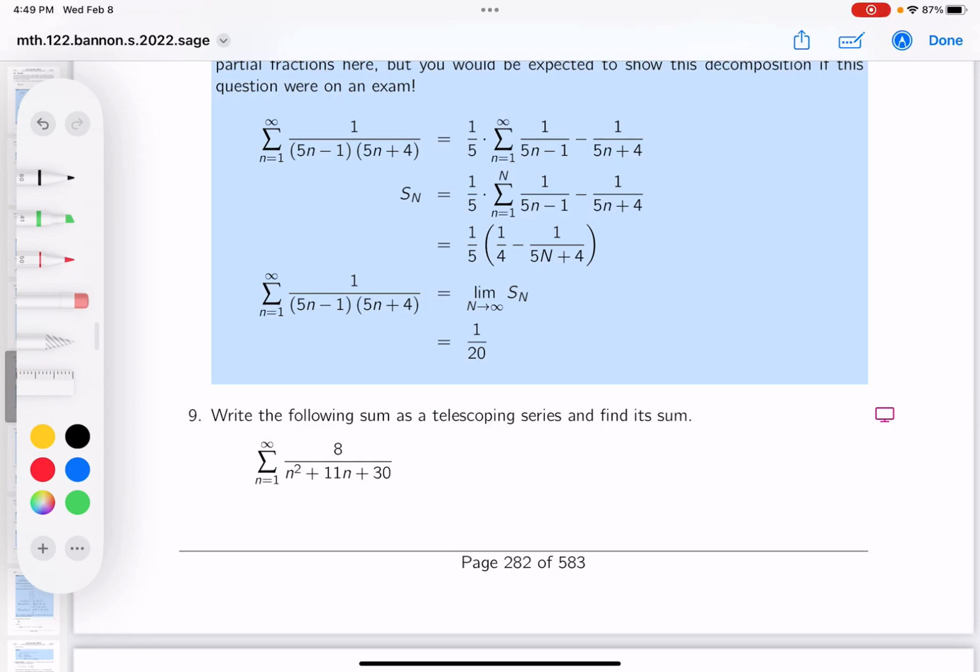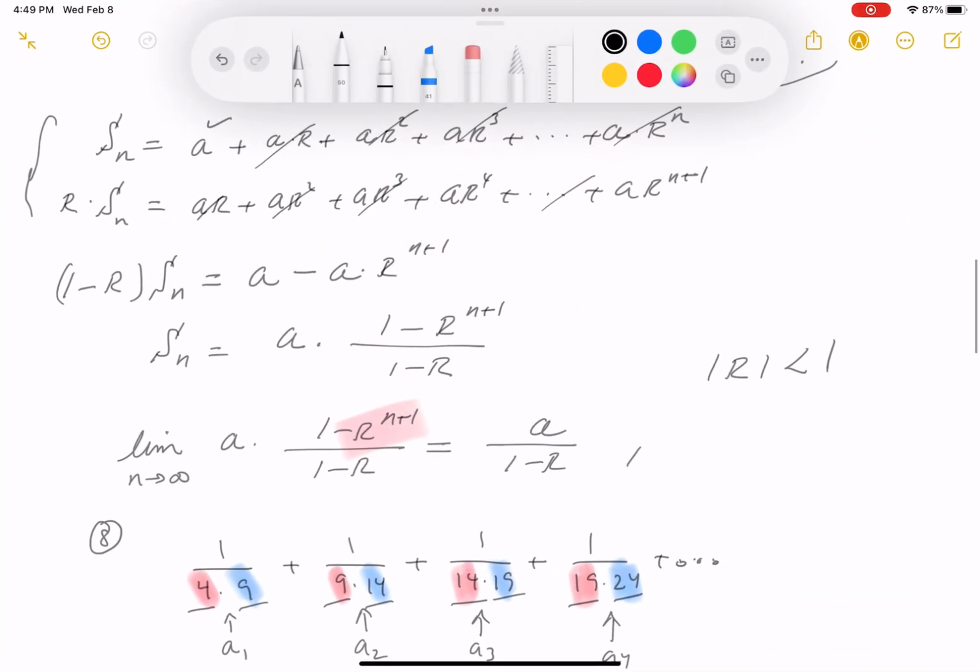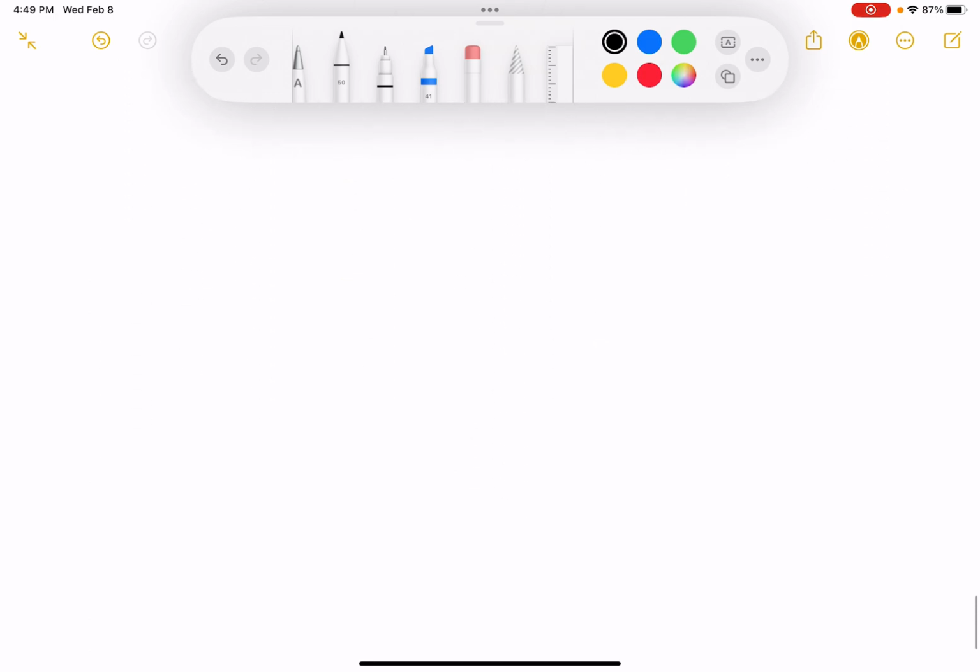Okay, number 9, it basically tells me what to do. Write the following sum as a telescoping series and find its sum. I'm going to go to the whiteboard, and after I go to the whiteboard, I'll look at the answer key. All right, let's go to the whiteboard, and I'm going to basically write down the problem.